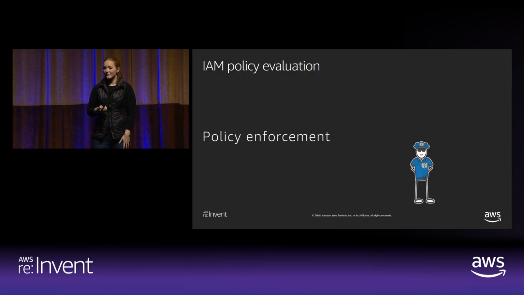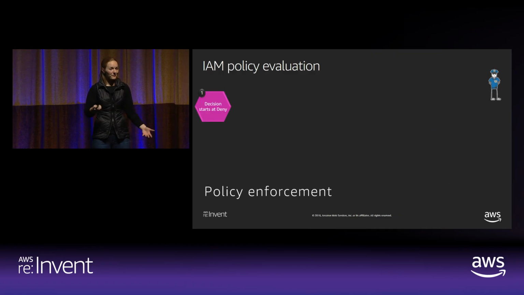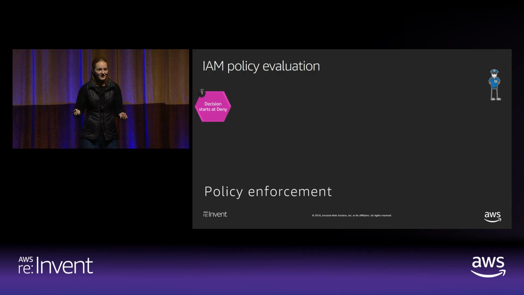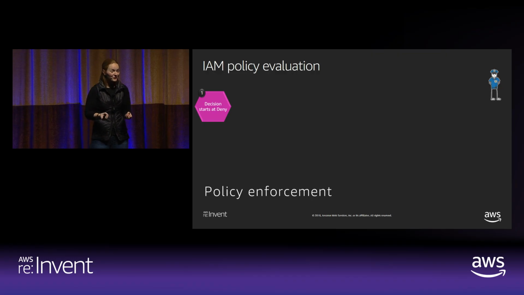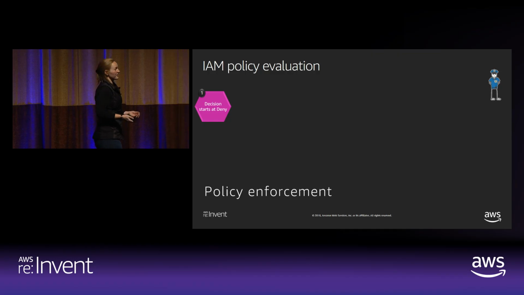All right, policy enforcement. So this is how we think about it. First and foremost, we start at deny. I need you all to remember this, because when you're trying to debug permissions, if there is not an allow that matches, it will be denied. We do this to be secure by default. So if you don't have an allow, you start at deny.